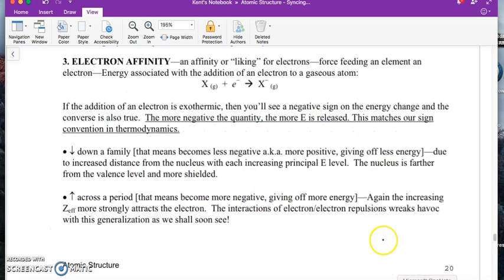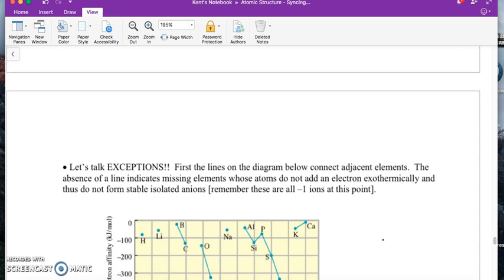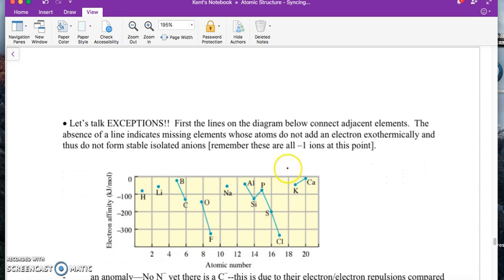Okay. Now there are some exceptions, and we're going to cover those exceptions really quick. So these dots, first of all, it's only showing the ones that actually pull on this electron. It's only showing the ones where this is a thermodynamically favored process. These lines indicate these are adjacent on the periodic table, so oxygen's next to fluorine, and we can see that fluorine pulls harder than oxygen.